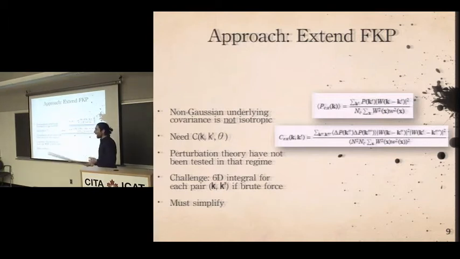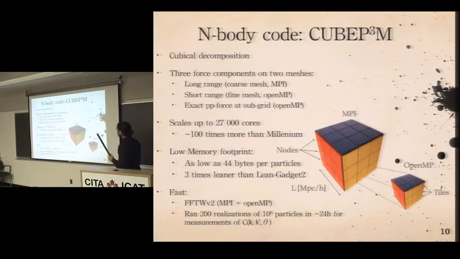These kinds of calculations have not been tested against theory and by simulation. So the best way is to use simulations to measure this object and then attempt to do the convolution. So we use QP3M, an n-body code which solves gravity on a two-level mesh.